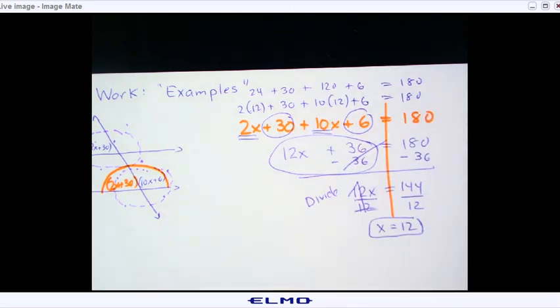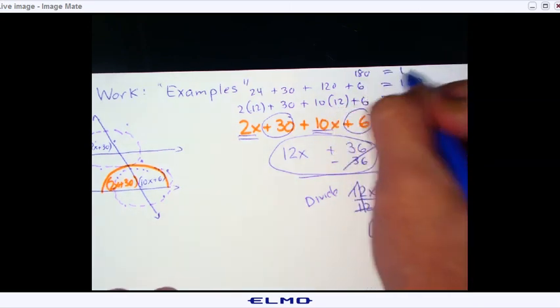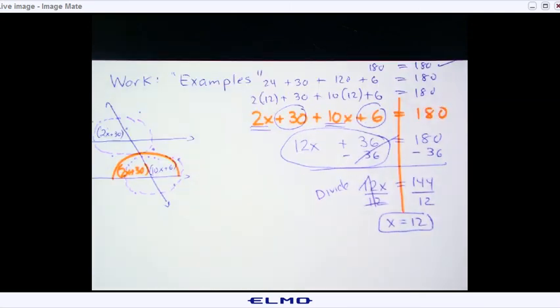Let me use my calculator now. I'm just checking to see if it's right. 24 plus 30 plus 120 plus 6 equals, bam, 180. See that? It equals 180. So it balances. My answer is 12 because it'll balance the whole equation. That's all we're doing. Pretty easy?